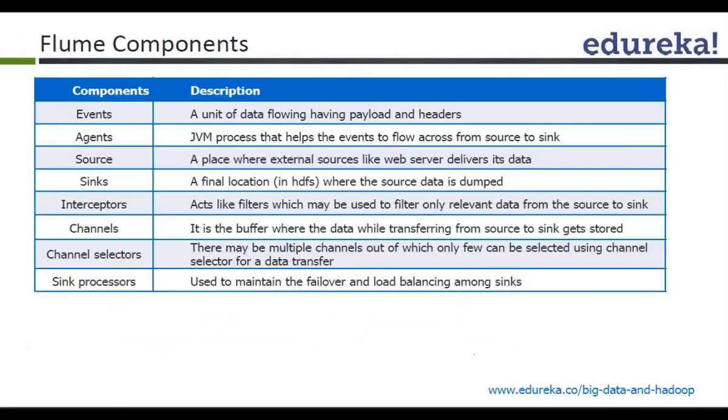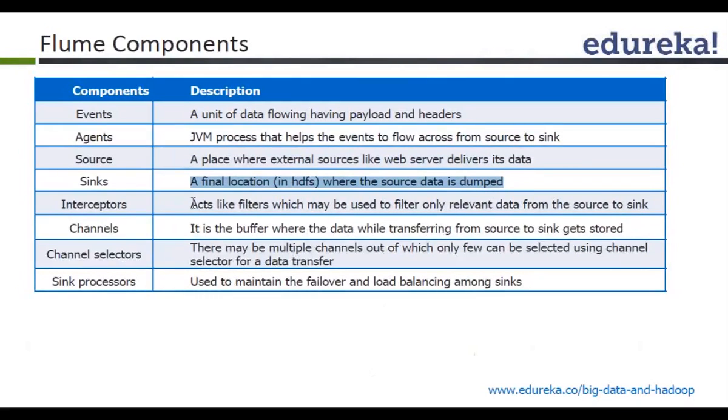You see over here what all the Flume components are. One, you talk about an event. What is an event? Any unit of data that you want to put into your HDFS. You will have agents. It's a JVM process that helps events flow through from the source to the sink. You will have an agent at the source side. A source is the place where external sources like web servers deliver their data. Sink is always HDFS, where the final data is going to be dumped.